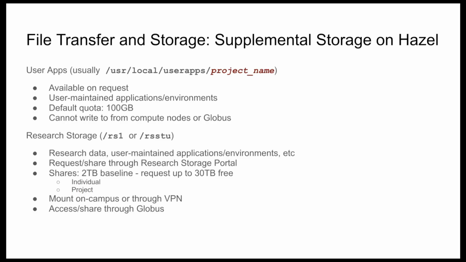The added bonus of storing things in research storage is that it's available on Hazel, but it's also available on any on-campus computer. You can mount research storage to it. You can also mount research storage to off-campus computers through the NC State VPN. Unlike user apps, you can access and share research storage through Globus as well, which I will show you shortly.